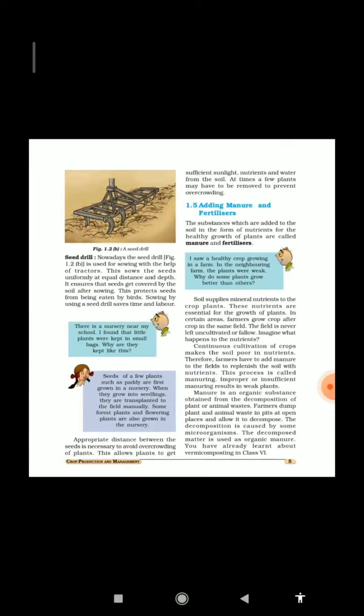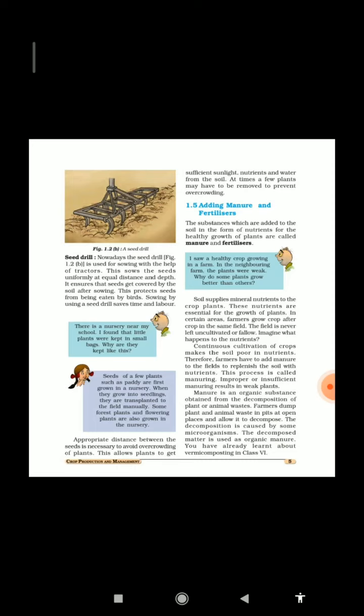Seed drill. Nowadays, the seed drill, figure 1.2b, is used for sowing with the help of tractors. This sows the seeds uniformly at equal distance and depth. It ensures that seeds get covered by the soil after sowing. This protects seeds from being eaten by birds. Sowing by using a seed drill saves time and labor.